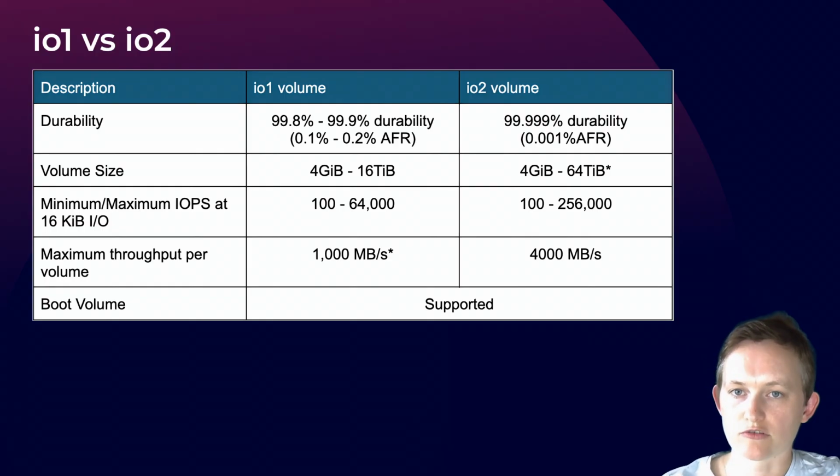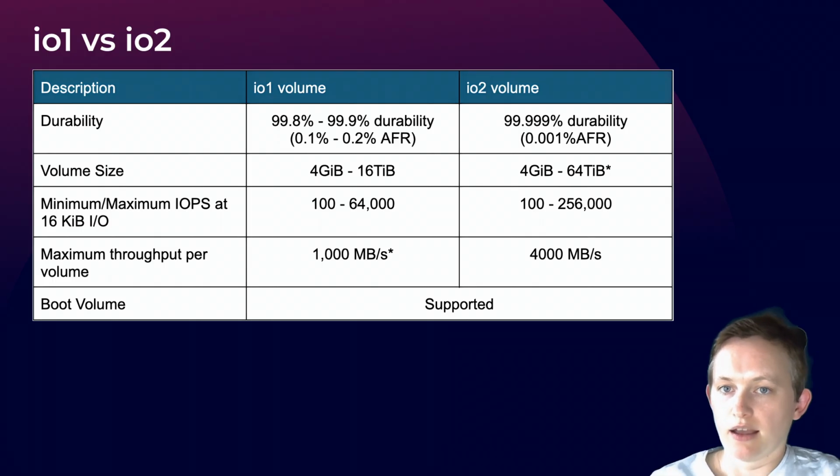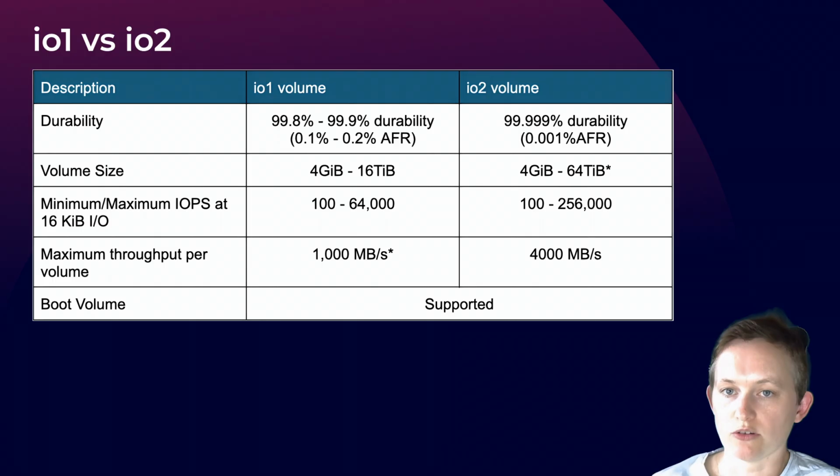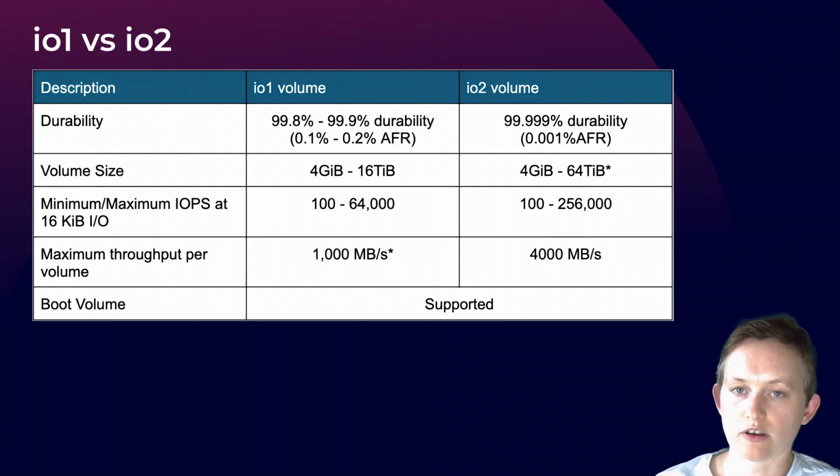So first of all, for durability, IO2 offers the highest durability rate. So it provides 5 nines durability. So that's 99.999%. So this means if you have 100,000 IO2 volumes running for 1 year, you should expect only one of those IO2 volumes to experience a failure. And regarding the size of your provisioned IOPS volumes, the IO1 can range in size from 4 gigabytes up to 16 terabytes. With your IO2, you can size that volume anywhere from 4 gigabytes all the way up to 64 terabytes.